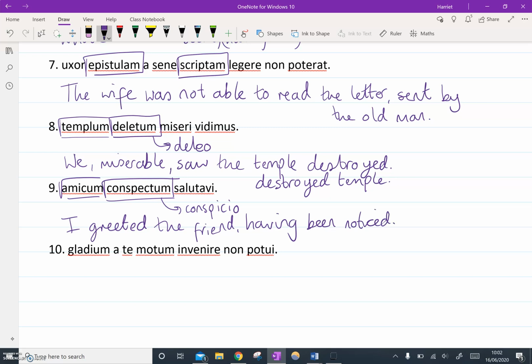If you wanted to go really fancy and make this really nice English, you could change this to, I greeted the friend whom I had noticed. But the problem with that is things become a little bit more complicated because the perfect passive participle has to happen before the verb and the verb's already perfect. So if you're going to translate the participle as if it's like a verb, it needs to become pluperfect. Don't worry if that goes way over your head. Just stick to this straightforward translation instead.